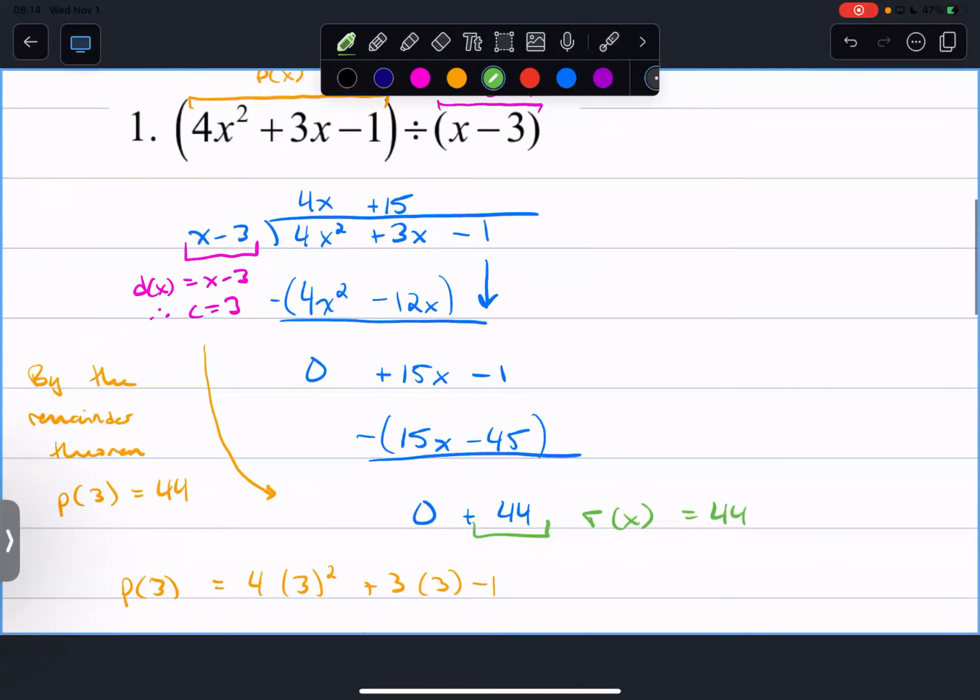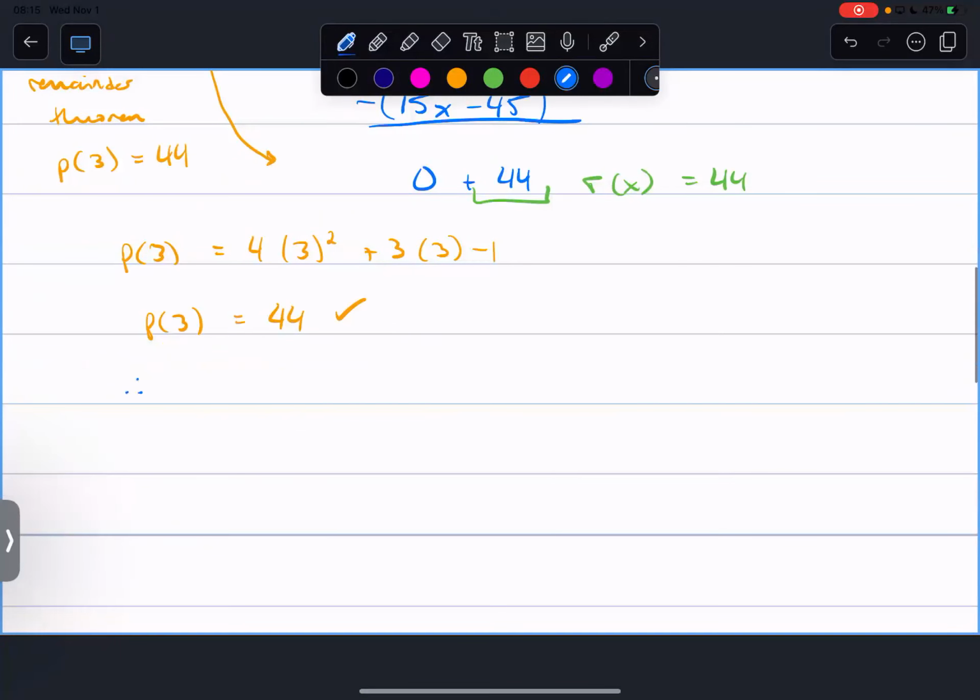And finally, what color haven't I used? Q of x is 4x plus 15. Oops, that's not very nice. You know what? The whole thing was not very nice. There we go. Plus 15. What does that mean? It means that we can rewrite 4x squared plus 3x minus 1. We can rewrite it. Okay, here we go.